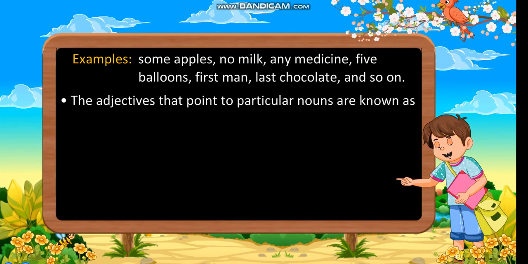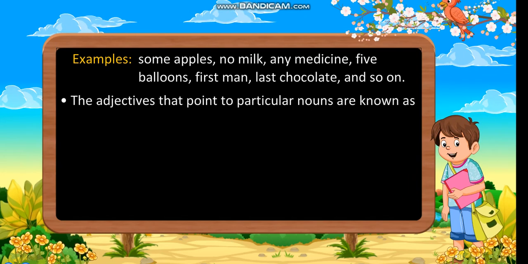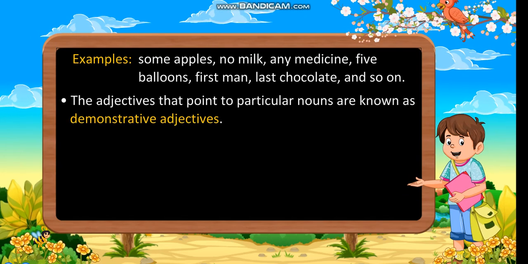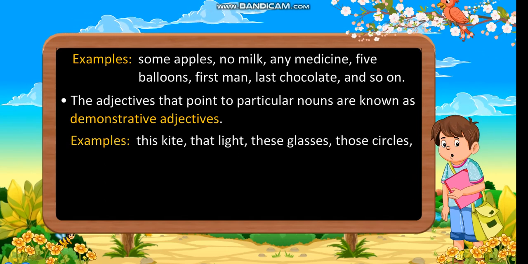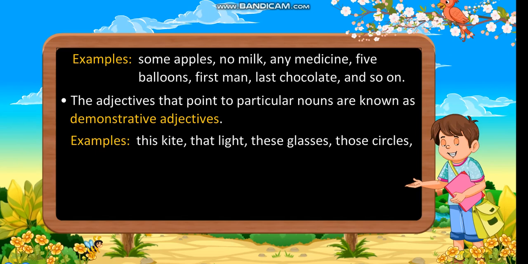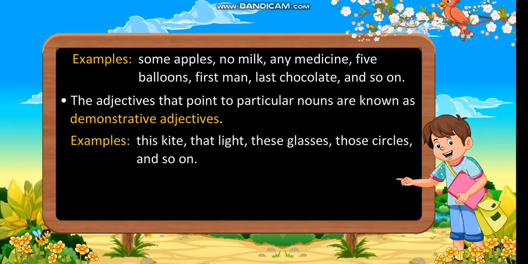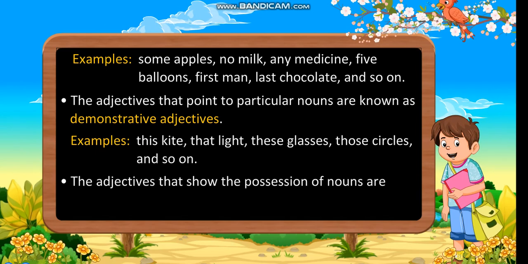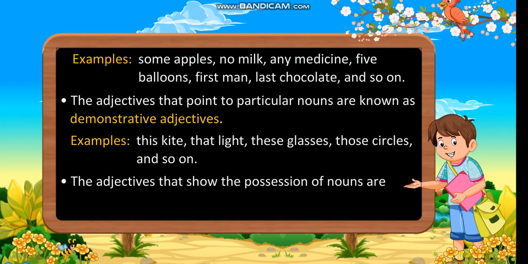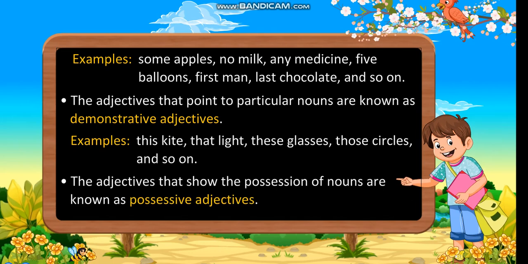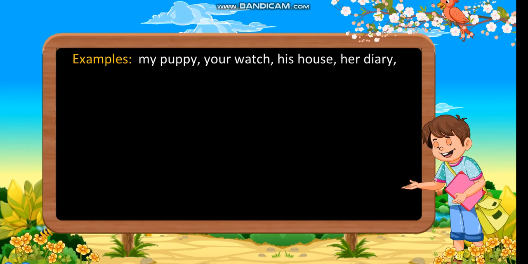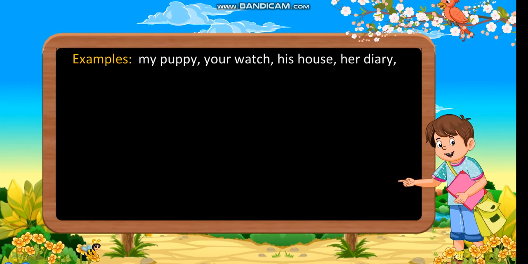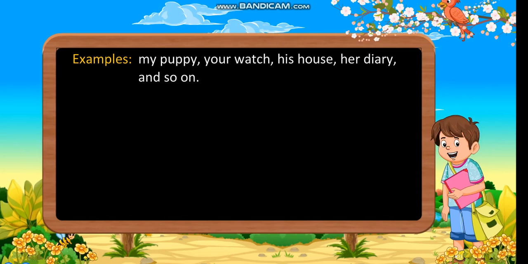The adjectives that point to particular nouns are known as demonstrative adjectives. Examples: this kite, that light, these glasses, those circles, and so on. The adjectives that show the possession of nouns are known as possessive adjectives. Examples: my puppy, your watch, his house, her diary, and so on.